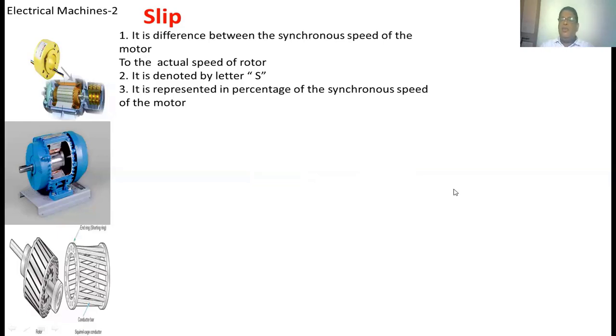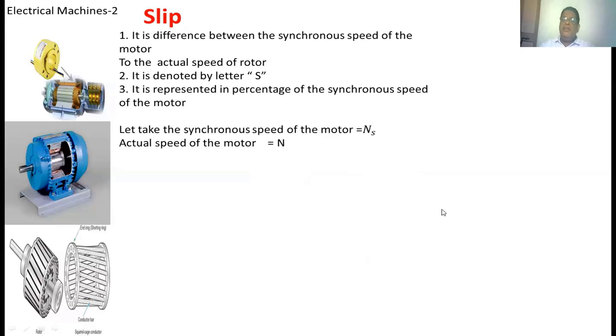In this case, the motor speed is nothing but the rotor speed. The difference between the synchronous speed and the motor speed is nothing but the slip. It is denoted by the letter S. Generally, the slip of an induction motor is represented as a percentage. Let's take the synchronous speed as Ns and the actual speed of the motor as N. Now the slip of the induction motor equals Ns minus N, so the percentage slip equals (Ns minus N) divided by Ns, multiplied by 100.